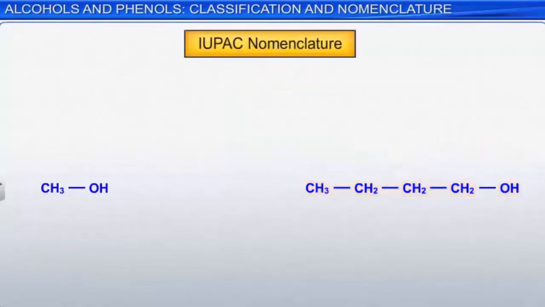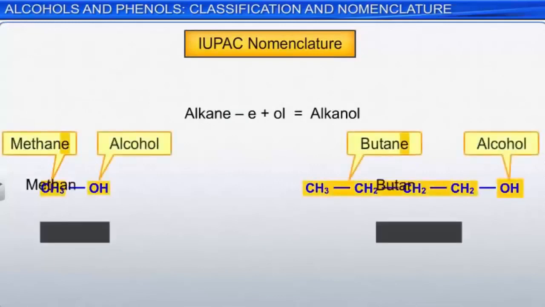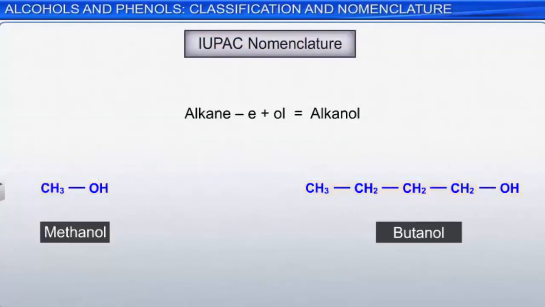In IUPAC nomenclature, the alcohol name is derived from the alkane name of the longest continuous carbon chain. Drop the e from the alkane name and replace with the suffix ol to determine the alcohol name. The location of the hydroxyl group and additional substituents are indicated by using the numbers of the carbon atoms to which these are attached.